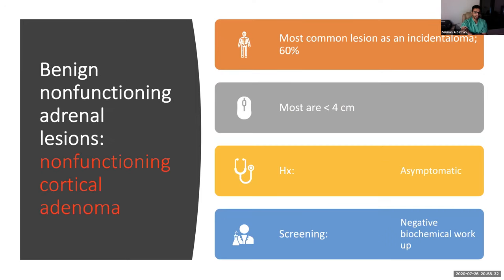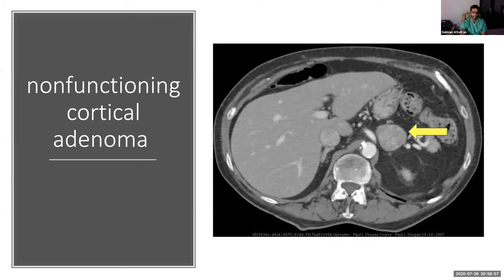Okay, and then that will bring us to the benign non-functional adrenal cortical adenoma. As mentioned in the previous few slides, they are the most common lesion found as an incidentaloma. Most of them are less than 4 centimeter. Patients are completely asymptomatic from the lesion. Screening: they will have a negative biochemical workup. As you can see here, the CT scan shows a non-functional cortical adenoma. They tend to have low Hounsfield units, less than 10, and a washout of more than 50%, depending on whether they use the absolute or the relative.